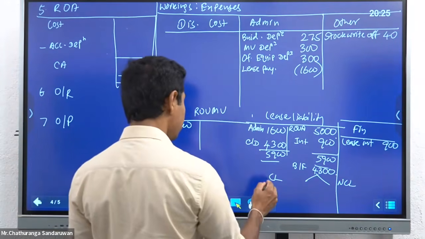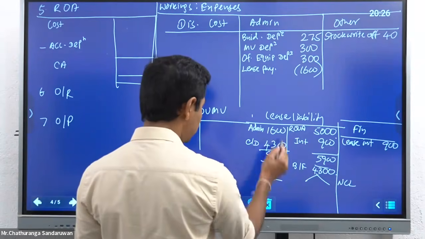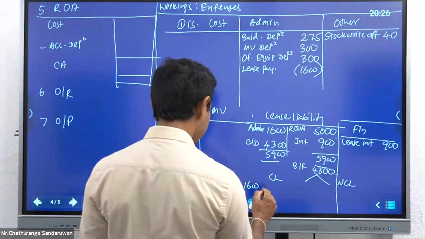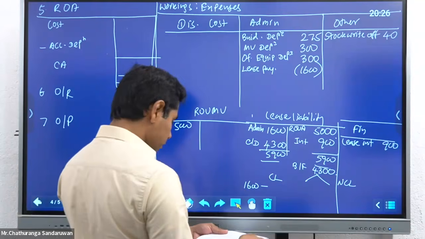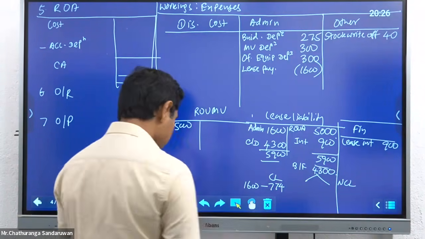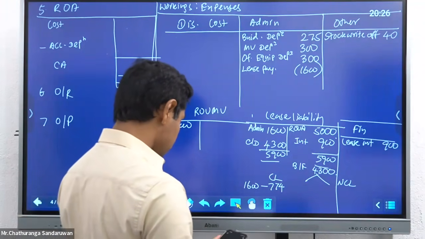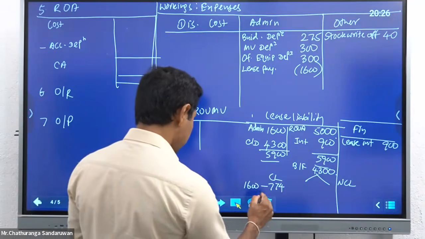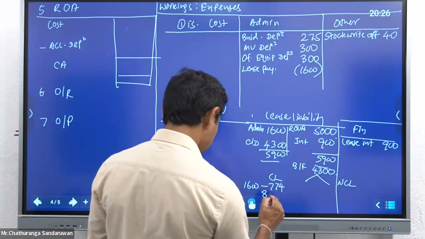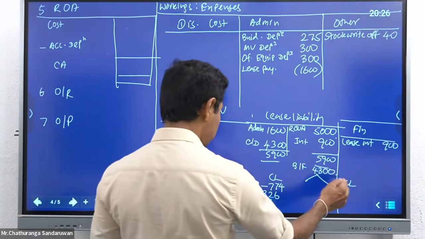So what is current liability? Next year lease liability, right? The next year installment is 1,600. This includes next year interest 774. Therefore, next year capital component or the loan amount is 1,600 minus 774. It's 826. And the balancing figure is the non-current liability.